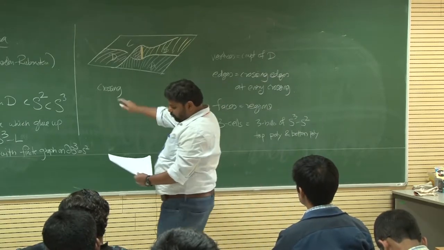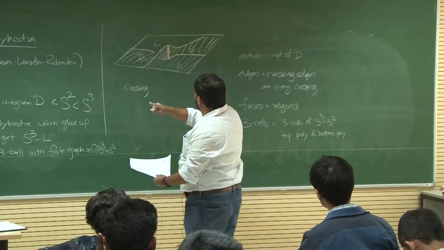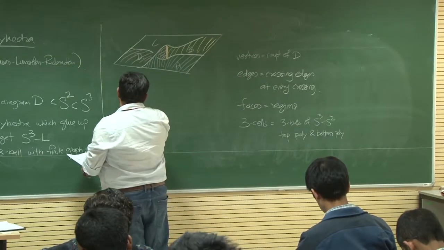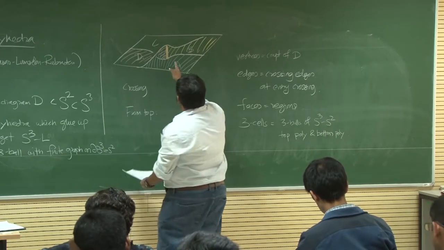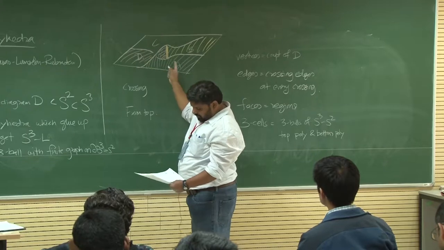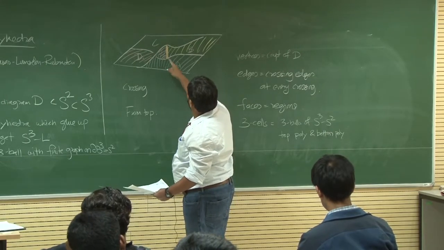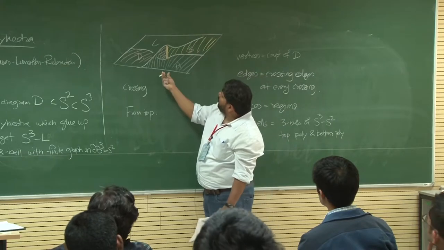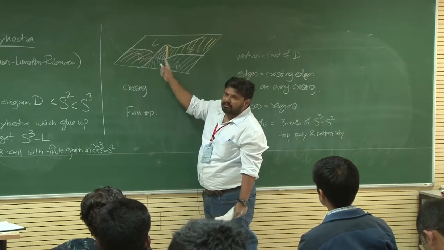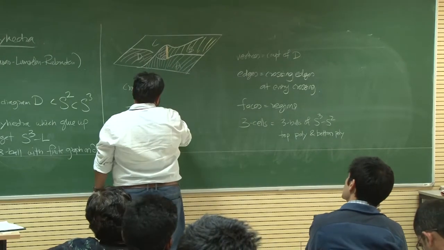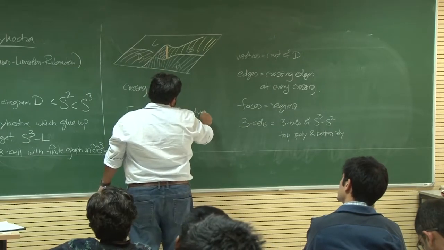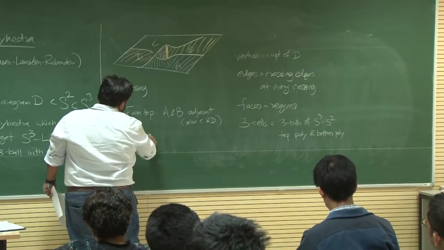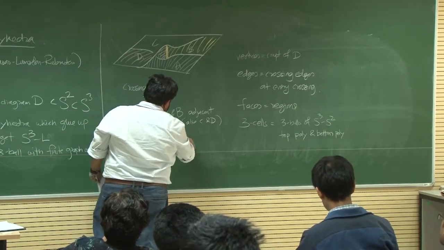So what I want to get from this picture, I'll draw another picture of how the next step occurs. But in this picture, notice what the adjacency is. From the top, your A and D are not adjacent. From the top polyhedron, your A and B are adjacent. But from the bottom polyhedron, you can see that your A and D are adjacent. So that is the key point. So from the top, your A and B are adjacent, and also C and D. This is at every crossing. And from the bottom, your A and D are adjacent.